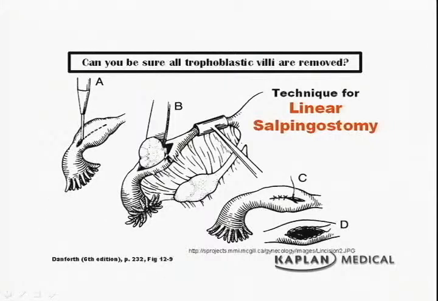This is the most common site for an ectopic pregnancy, the distal tube here, and you can see it is unruptured. You make a linear incision, either with a scalpel or with a bovie. You then dissect out as much of the trophoblastic villi as you can. You don't need to close the incision. It will close on its own, or you can close it if you want. And remember, you've got to do serial beta-HCG titers to make sure that it is, in fact, all gone.